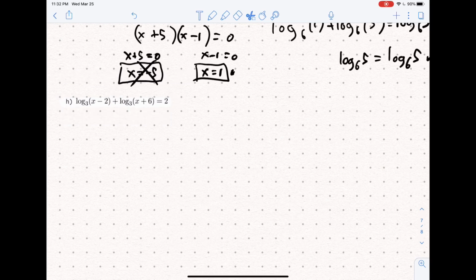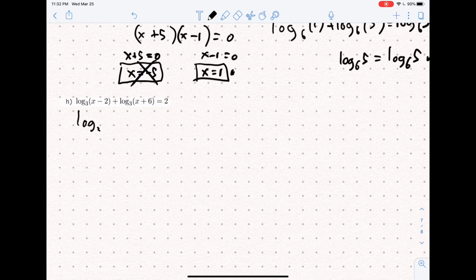Okay, guys, let's take a look at H here. For this one, we have a similar kind of setup, which is that we're going to need to combine two logs together. On the left, they're the same log in base 3, and they're connected with a plus, which means that we multiply the stuff inside. Now, we just have to be a little careful because the stuff inside is slightly more complicated.